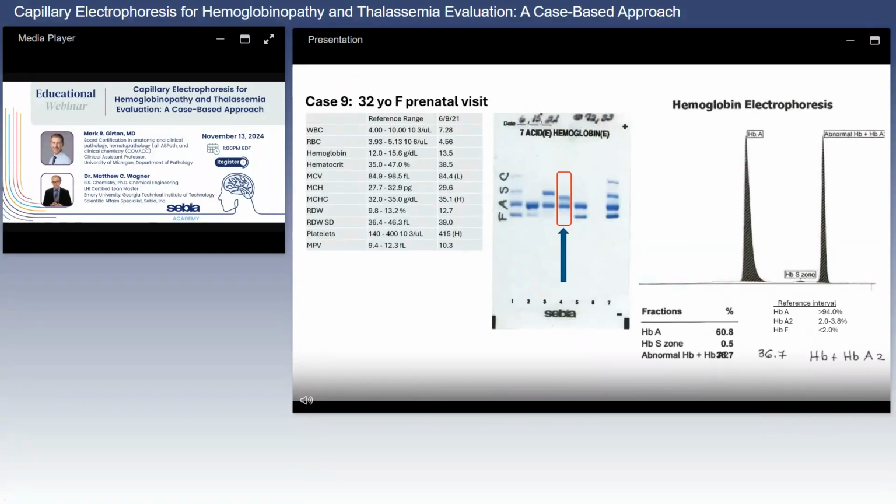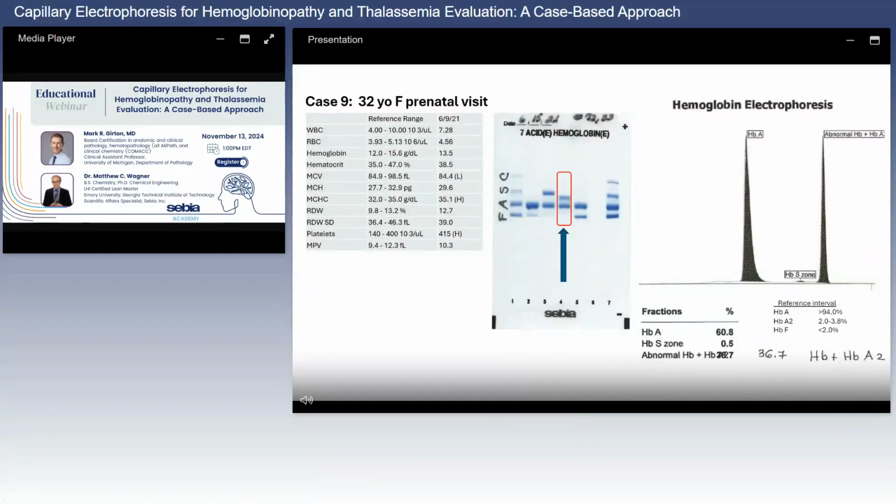Case 9. This is a 32-year-old female coming in for a prenatal visit. On the right side, the electropherogram has 3 peaks. Hemoglobin A peak, 60.8%. A very small hemoglobin S zone peak of 0.5%. And then this abnormal hemoglobin plus hemoglobin A2 peak in the A2 position.